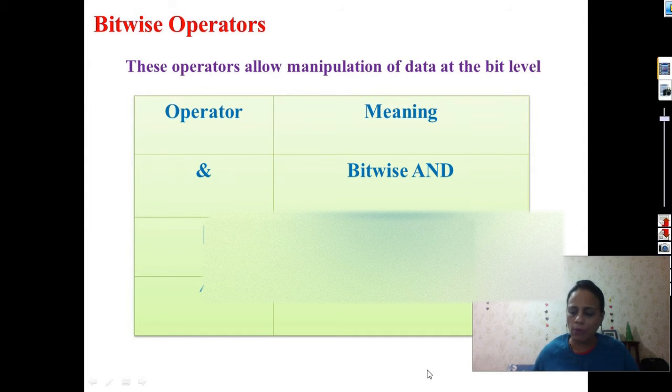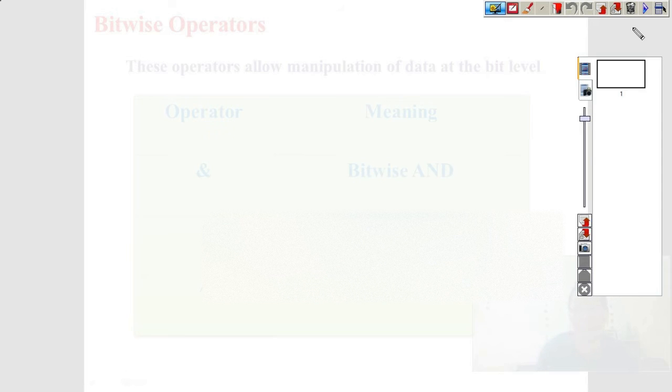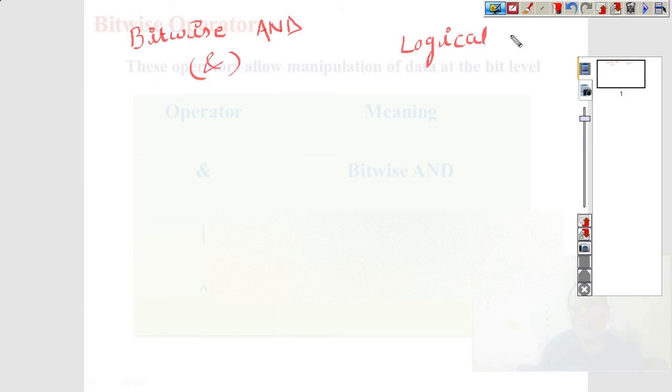Now we will discuss these bitwise operators and check how they are different from logical operators. Let's check the bitwise AND operator. This bitwise AND operator is represented by a single ampersand sign, whereas logical AND has two ampersand signs. So now we will talk about bitwise AND.